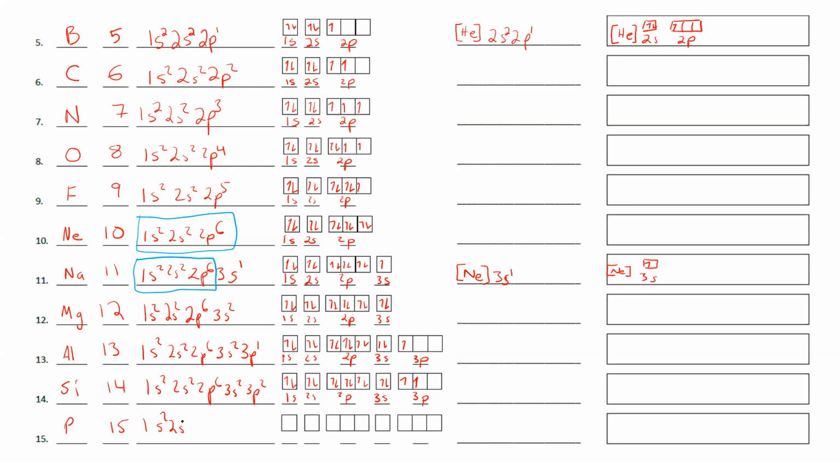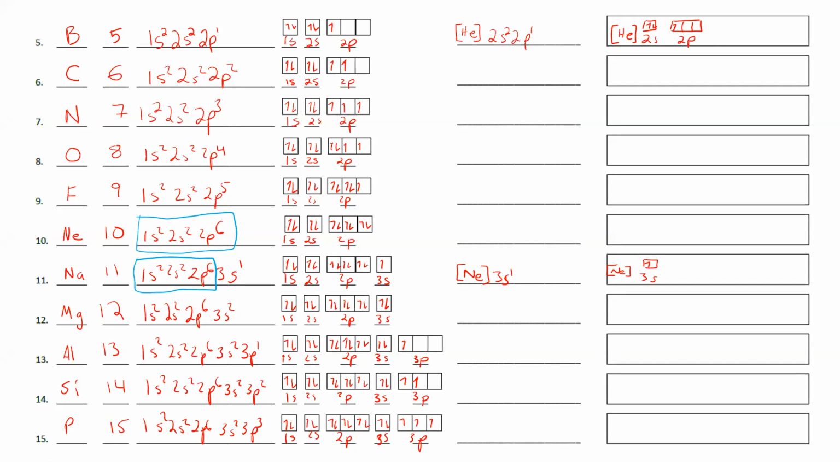From silicon to phosphorus, 1s2, 2s2, 2p6, 3s2, 3p3. And so on this one, we're going to make sure that each of our p orbitals is half filled for the 3p orbitals. 1, 2, 3, 4, 5, 6, 7, 8, 9, 10, 11, 12, 13, 14, and 15 electrons. And I'm going to skip a couple of these as we proceed.